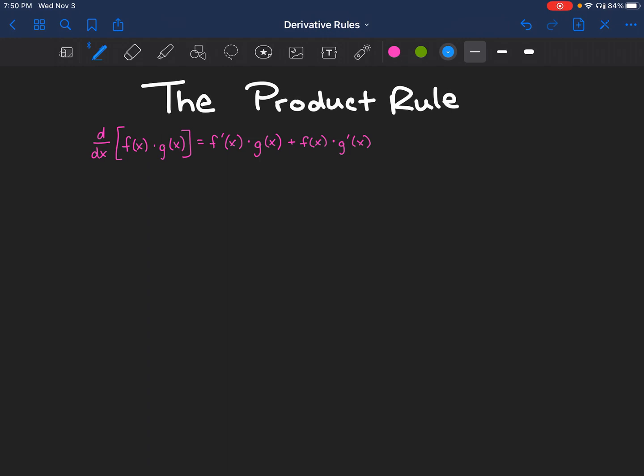So I'm going to prove this by actually going back to the definition of a derivative using that limit definition. So I'm going to write it as the limit as h goes to 0. And we're going to plug in x plus h into both of those x values. So f of x plus h times g of x plus h. Then we'll still subtract the original function, which is f of x times g of x, all divided by h.